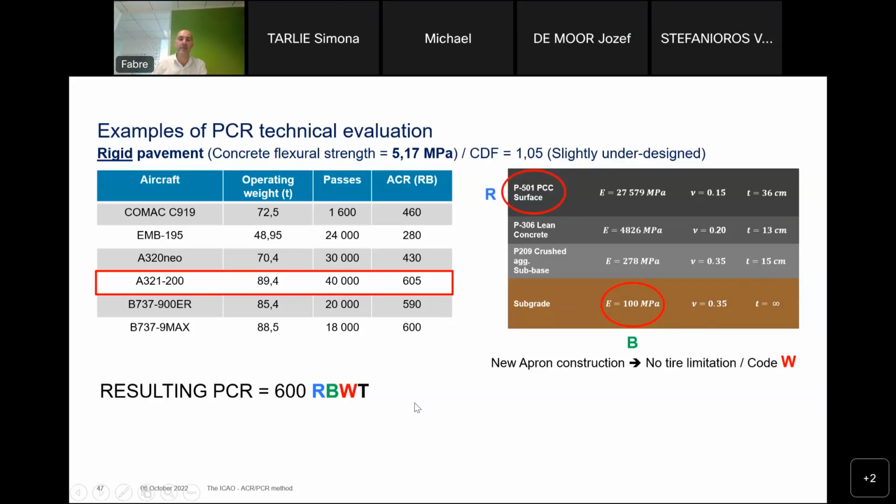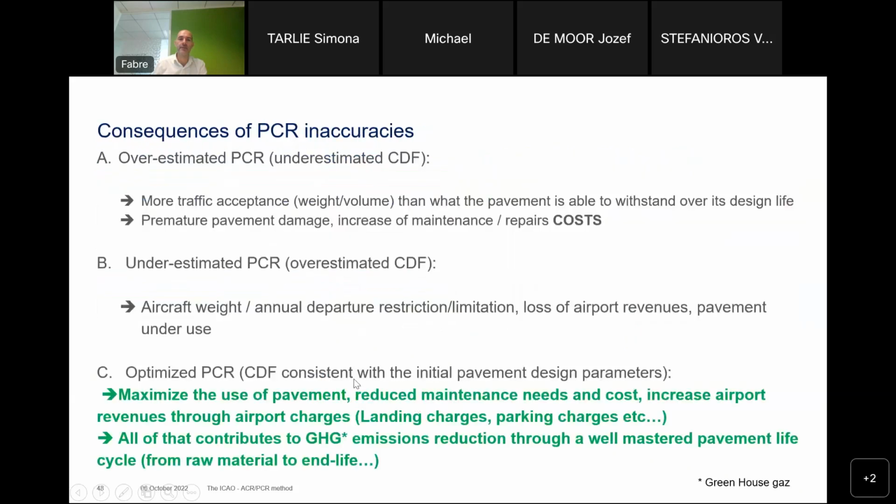So next, before the overload operation, this is just a summary of some consequences if you have PCR inaccuracies. For the first case, your PCR is overestimated. It means that your CDF is underestimated. In that case, you will have more traffic acceptance, either more aircraft weight or volume of each aircraft composing the mix than what the pavement is able to accommodate. And you will have premature pavement damage because you accept more traffic.